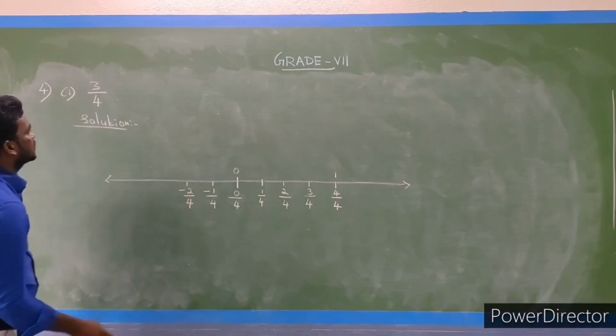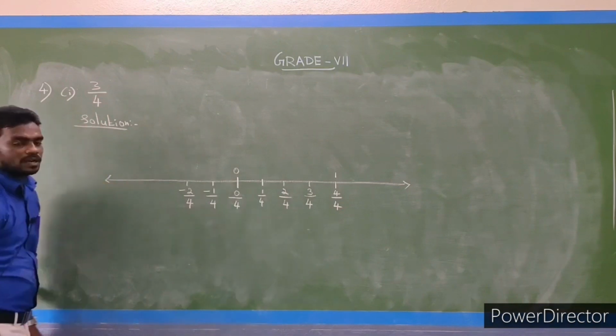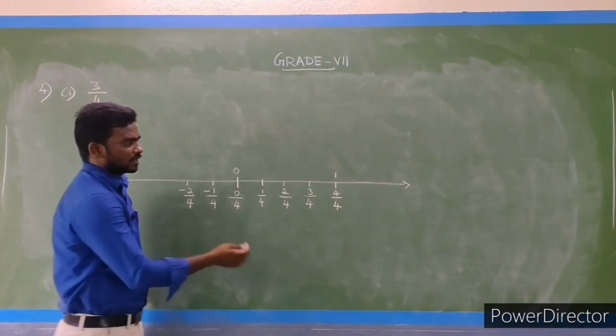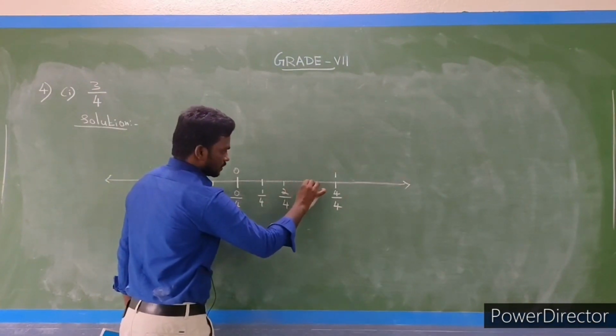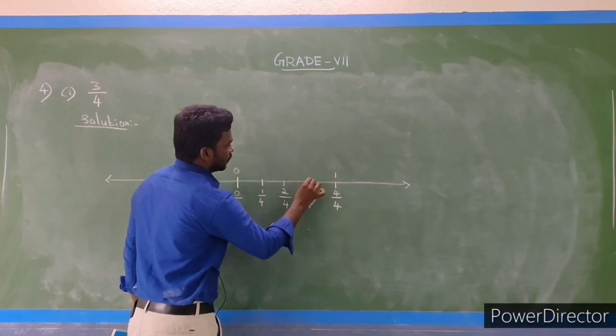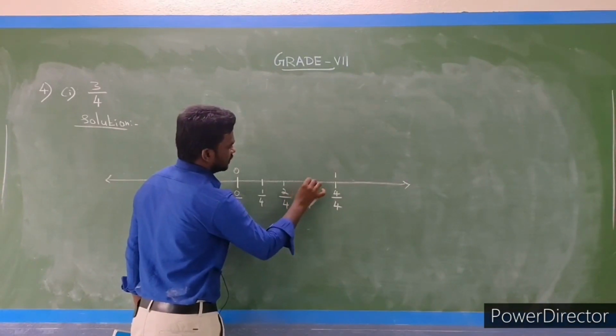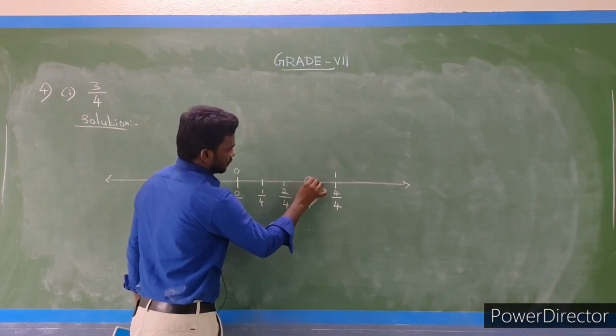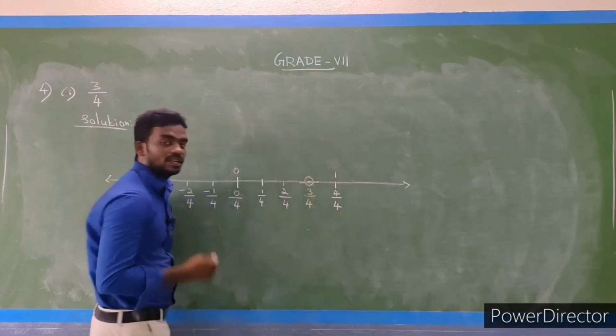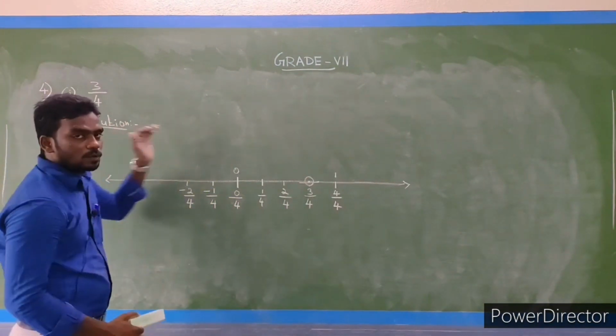We want to represent the number 3 by 4 on the number line. So where is the number 3 by 4 on the number line? So here. So this point is the number 3 by 4. So we can represent it with a dot and circle. So this is the number 3 by 4 on the number line.